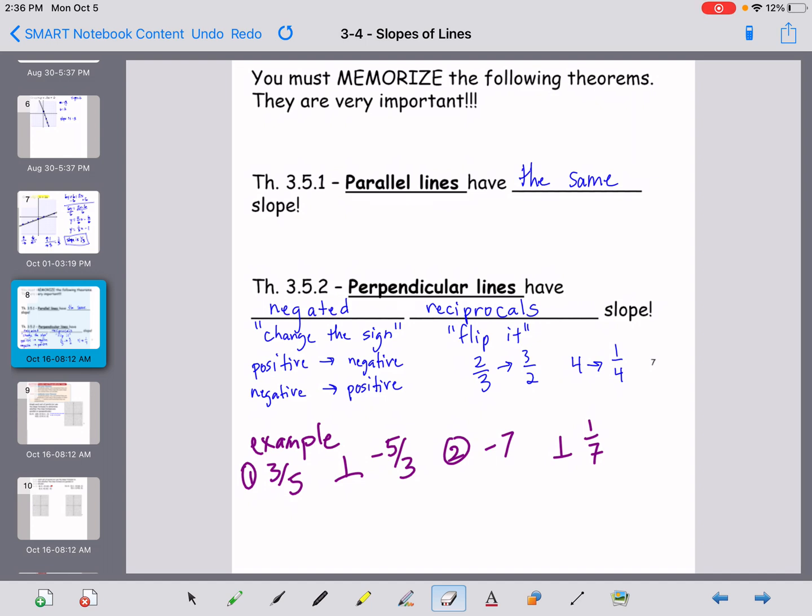Parallel lines have the same slope. That should make sense to you. Parallel lines are going in the same direction and they never cross. So if they're going to move in the same direction, they got to have the same slope.